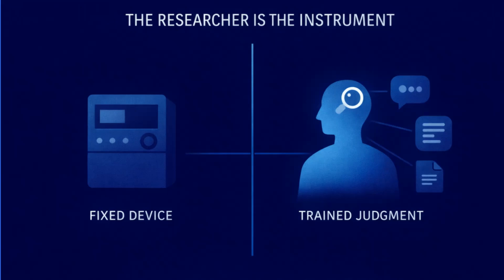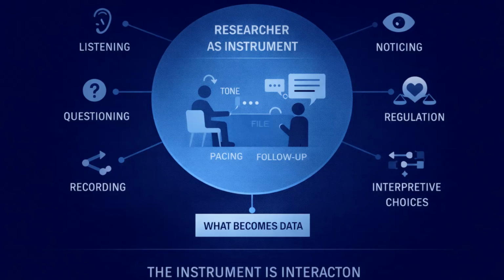In quantitative research, instruments are externalized. A survey, assessment tool, or physiological measure collects data according to predetermined procedures. In qualitative research, the researcher designs questions, conducts interviews, observes interactions, notices patterns, makes follow-up decisions in real time, and interprets meaning. The instrument is embodied in the researcher's attentiveness, responsiveness, and analytic discipline.